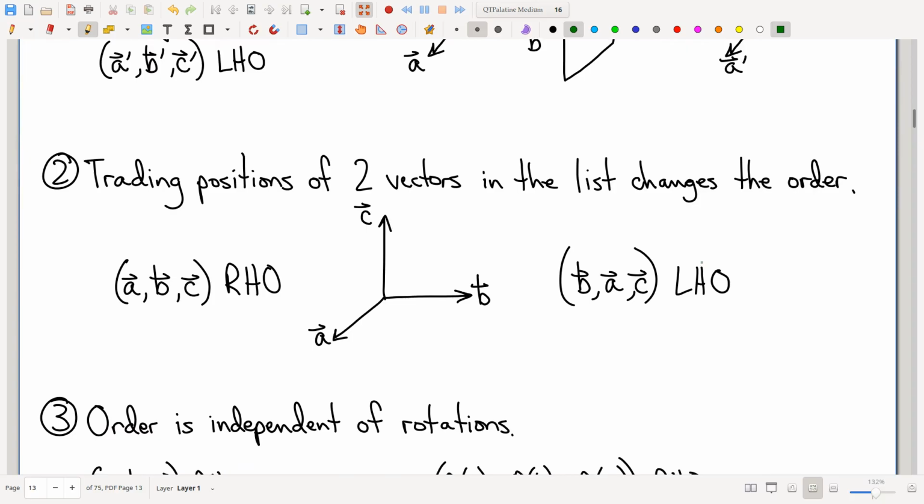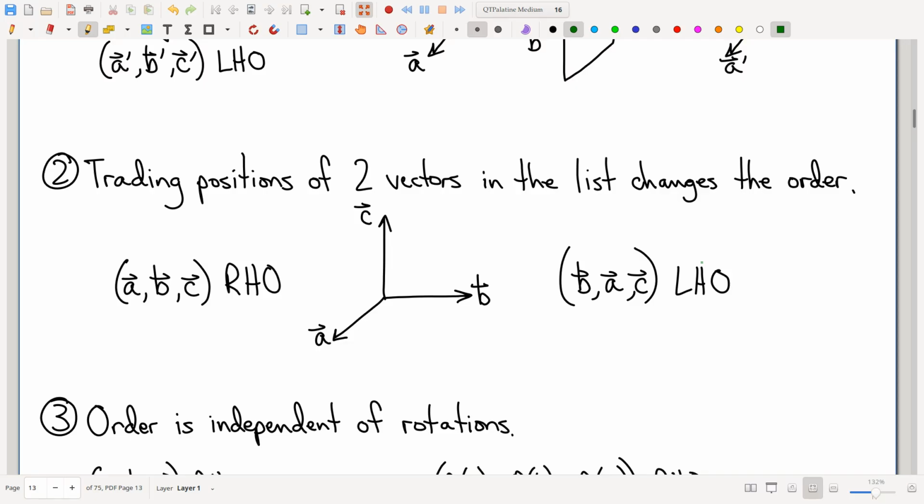Now this is an exercise, and y'all should think through the various different versions of this. Here, I've switched the positions of the first two vectors. Instead of A, B, C, now I have B, A, C. Play the game. You'll find that this list is right-hand order. This list is left-hand order. Think it through, right? Do the hand gestures. And in fact, no matter which two vectors, we could have switched the A and the C. We could have switched the B and the C. Whenever you switch any two of the vectors, it will change the handedness.